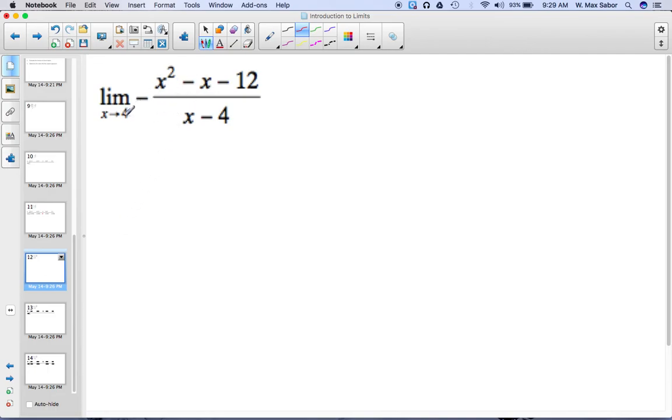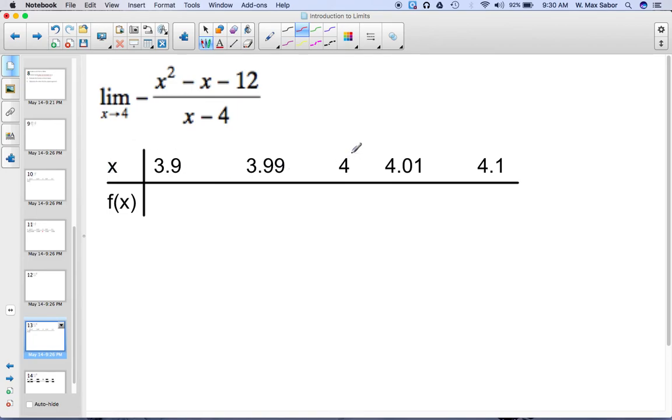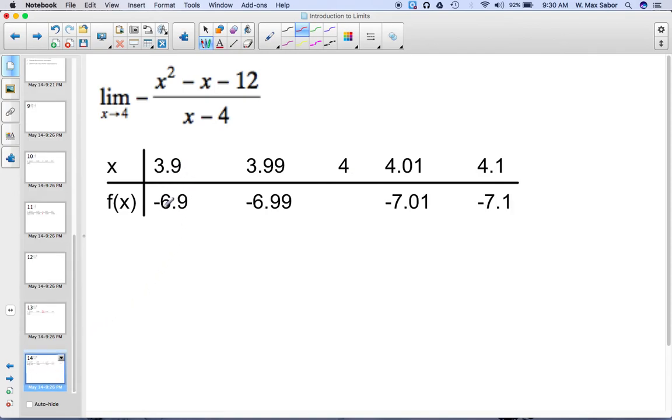Here, as x approaches 4, if I just plugged in 4, I would get out 0 over 0, and that doesn't mean anything. But I want to look at points near, and this is really important, near but not equal to a. So I'm not actually going to plug in 4. I'm plugging in nearby points and seeing what I get out. So when I plug in those nearby points, I get negative 6.9, negative 6.99, negative 7.01, negative 7.1.